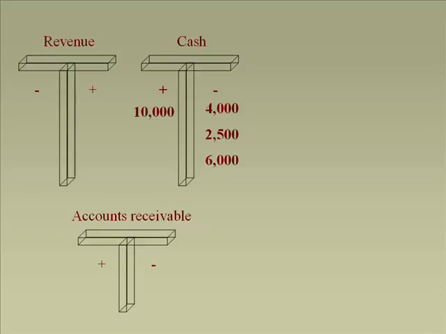Revenue increased $59,500. So you put $59,500 on the right. Cash increased $40,000. So you put $40,000 on the left. And accounts receivable increased $19,500. So you put $19,500 on the left. Now you've got to do the journal entry, which looks like this.